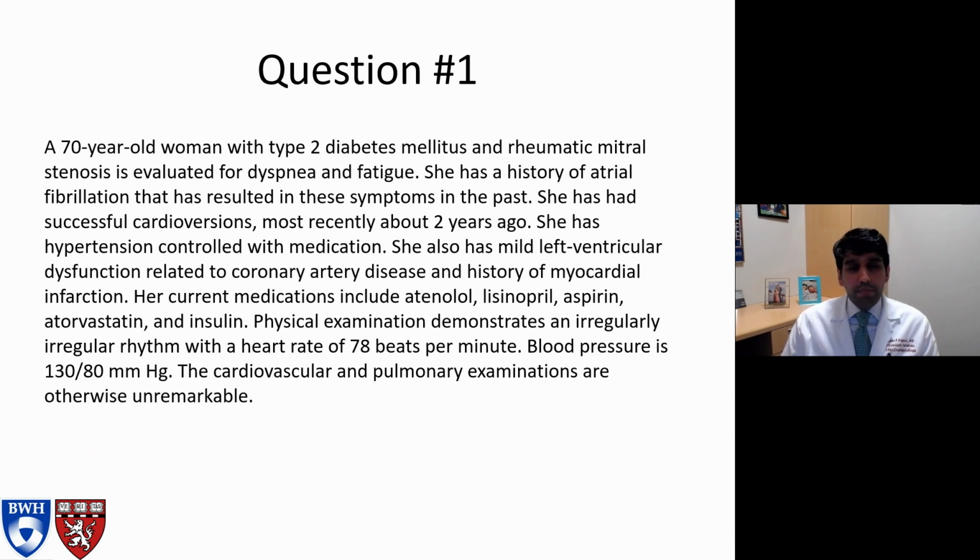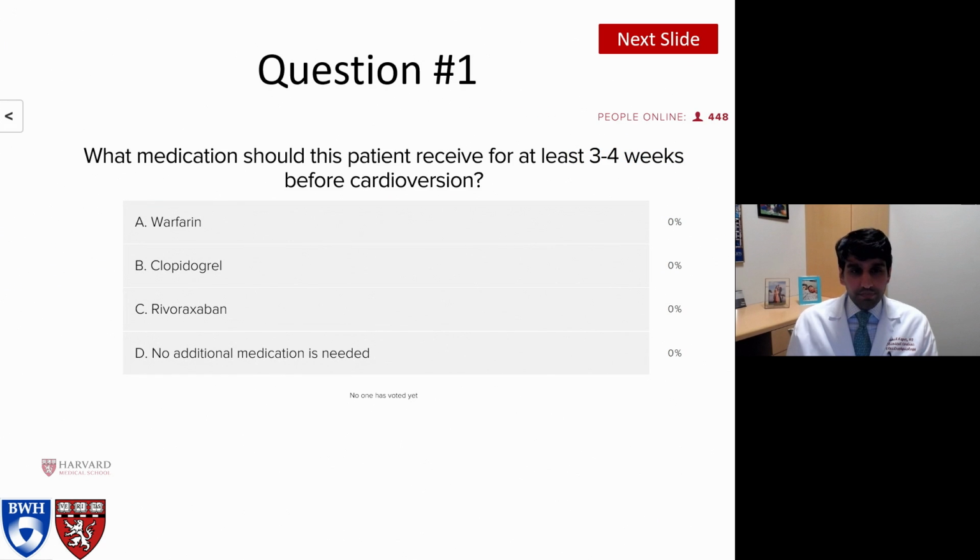This one is pertaining to a 70-year-old woman with diabetes and rheumatic mitral stenosis who's coming in with dyspnea and fatigue. She has atrial fibrillation and has had that in the past as well. She has hypertension. She has mild left ventricular dysfunction related to coronary artery disease and a prior MI. Her medications include atenolol, lisinopril, aspirin, atorvastatin, and insulin. She has an irregular rhythm with a heart rate of 78 beats per minute. Blood pressure is normal, and her cardiovascular and pulmonary exams are otherwise unremarkable. What medication should this patient receive for at least 3 to 4 weeks before cardioversion?